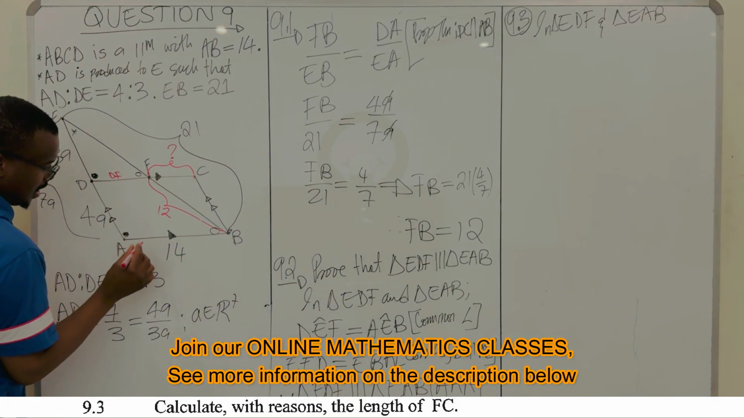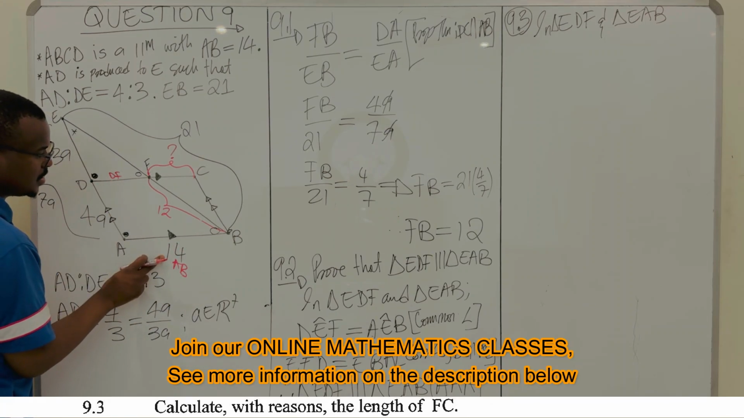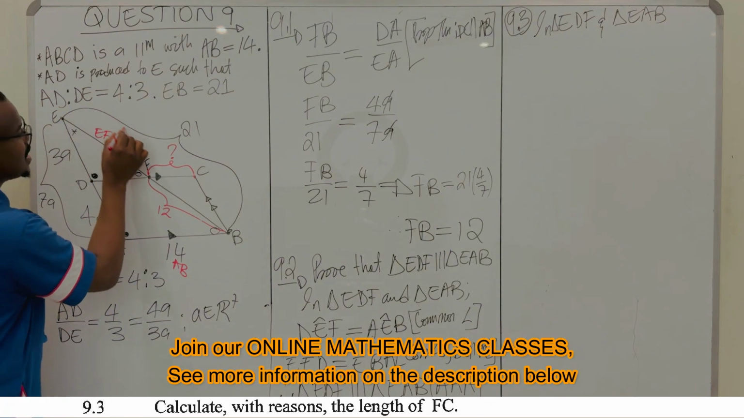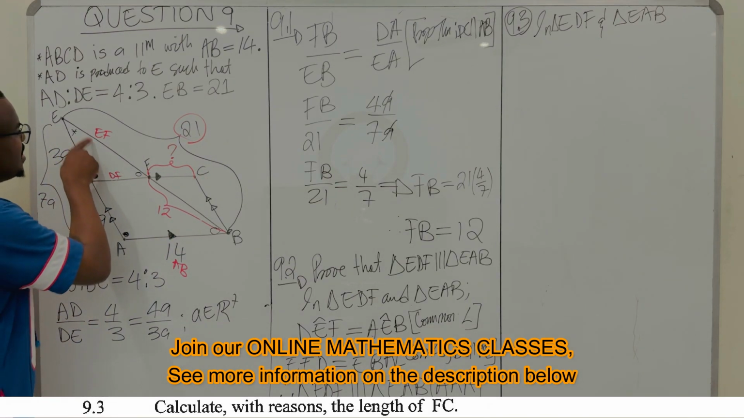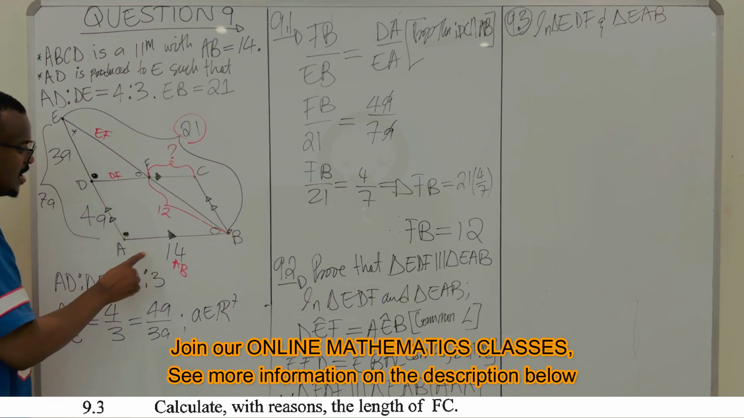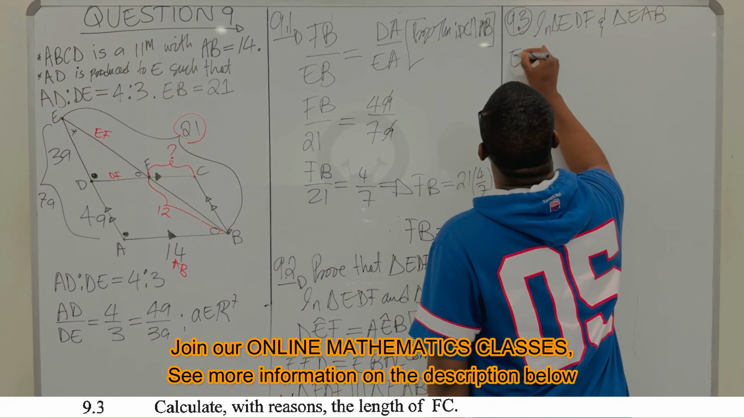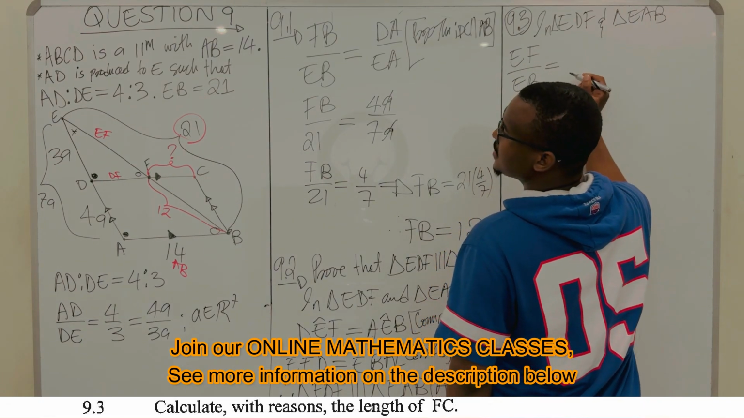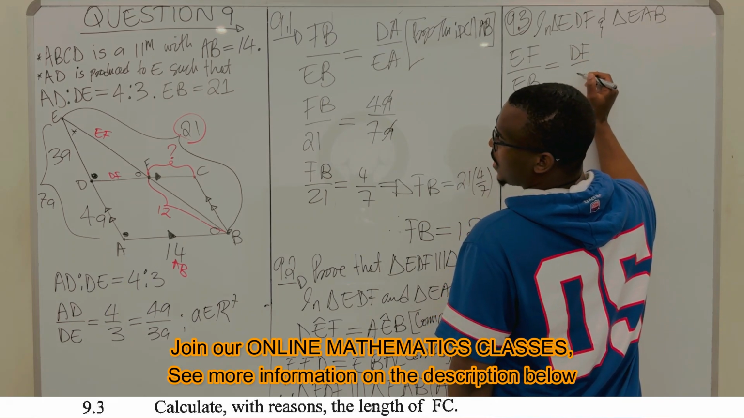What I want is this DF and this AB, because if I use DF, I'll need AB. And then I'll use EF here, and the entire AB over there. So if I say this EF divided by the entire length EB, it should be the same as DF over the entire AB. So what I'm saying is EF divided by EB is equal to DF divided by AB.